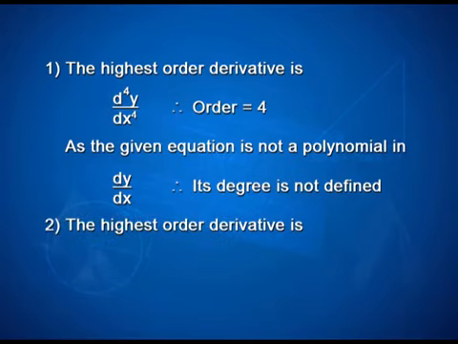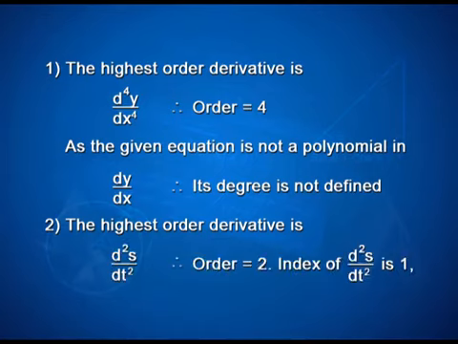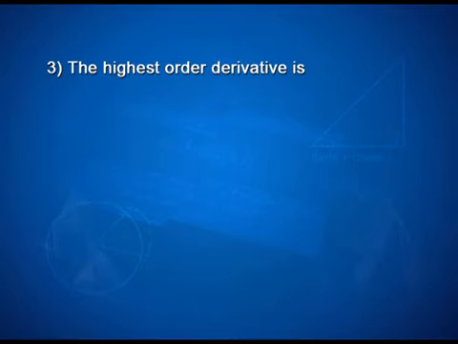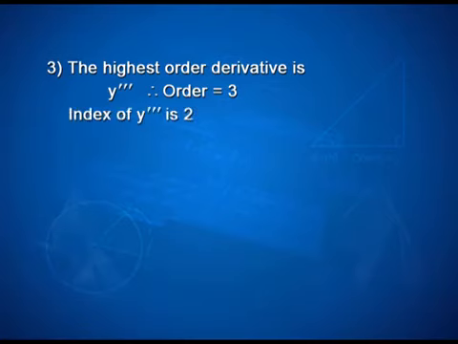In the second case, the highest order derivative is d^2s/dt^2. Therefore, the order is equal to 2 and the index of d^2s/dt^2 is 1. Therefore, the degree is equal to 1. In the third case, the highest order derivative is y'''. Therefore, order is equal to 3. Index of y''' is 2. Therefore, the degree is equal to 2.